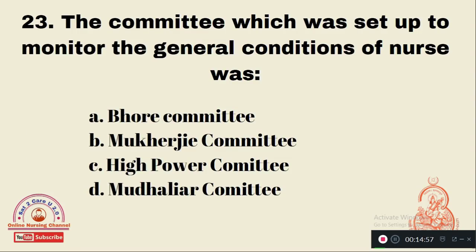Question number 23. The committee which was set up to monitor the general condition of nurses was option A, Board Committee, B, Mukherjee Committee, C, High Power Committee, and D, Mudaliar Committee. So which committee was set up to monitor the general condition of nurses? The right answer is option C, High Power Committee.